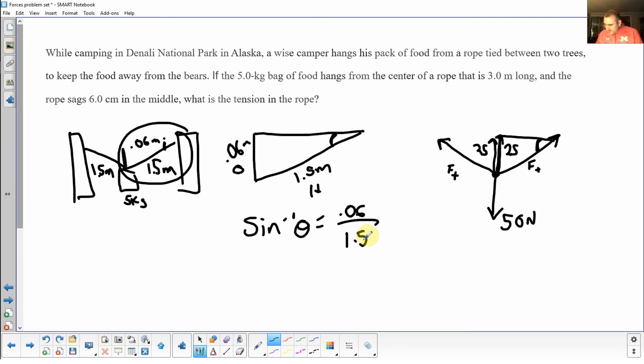1.5. And let's see here, inverse sine of 0.06 divided by 1.5. That angle is 2.29 degrees. I'm going to round it to 2.3 degrees. Okay? And if that's 2.3 degrees, then this thing is 2.3 degrees. So now, I'm going to do this.